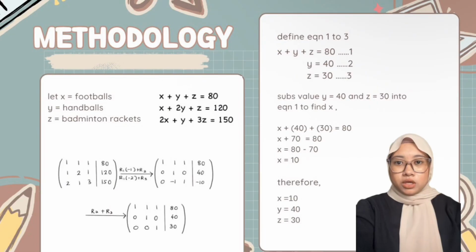Next, we're going to solve the equations using simultaneous equations. First, we need to define equations 1 to 3. X plus y plus z equal to 80 is equation 1, y equal to 40 is equation 2, z equal to 30 is equation 3. Since we have obtained the values of y and z, we only need to find the value of x, which is done by substituting the values of y and z into equation 1, and x is 10. Therefore, x equal to 10, y equal to 40, z equal to 30.